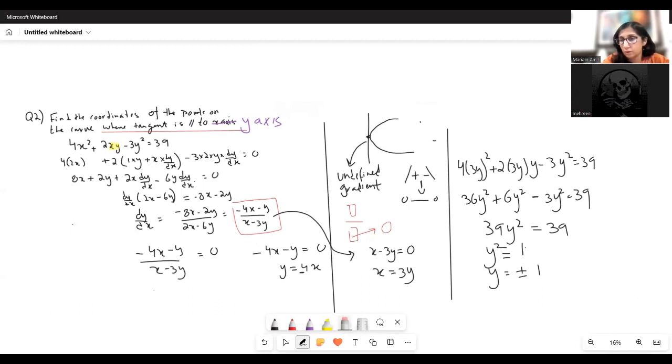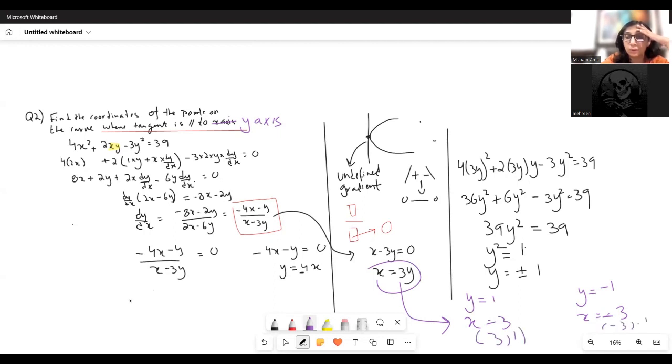Okay. So if y is plus minus 1, y is 1 or y is minus 1, then x would be 3y. So x is 3 here and x is minus 3. So we have two sets of points where the tangents would be parallel to the y-axis. So one of the answers is 3, 1 and the other answer is minus 3, 1.